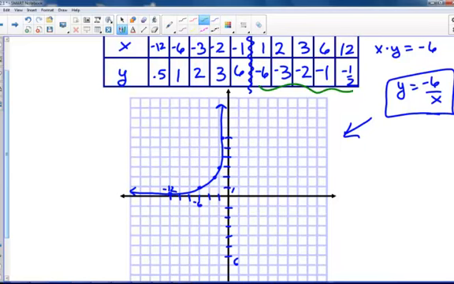And now I'm going to graph this part. This is the same exact graph. Inverses have something in 2 quadrants. So 1 will give us negative 6. And 2 will give us negative 3. And 3 will give us negative 2. 6 will give us negative 1. And 12 will give us negative 1/2.